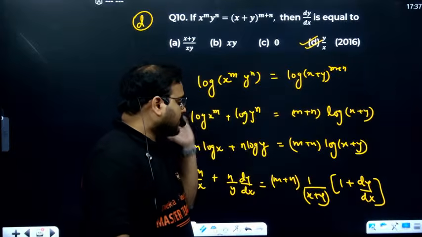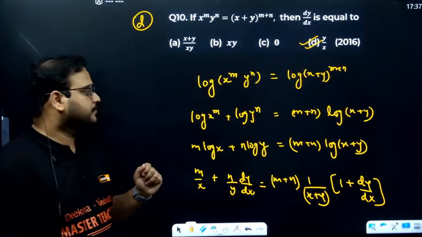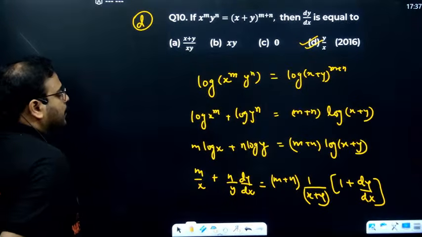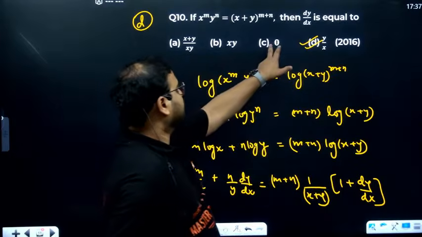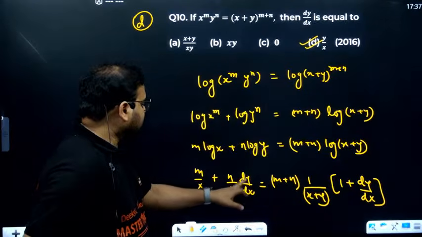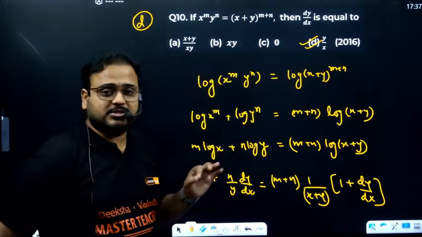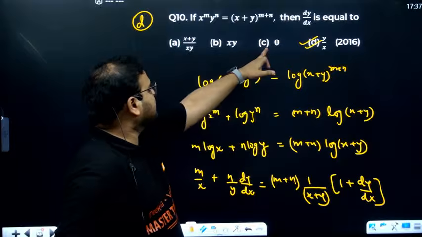So now look at this. If you want, you can take this common and simplify, or start using the options and see which will make this equal. Let's start with 0. I take this as 0 first. I'm using the options now. You can continue and get the answer after simplification, but let's use the options. My simplest one is 0.